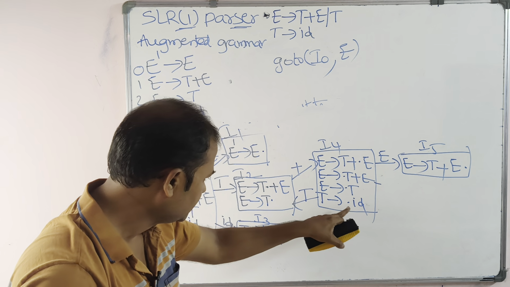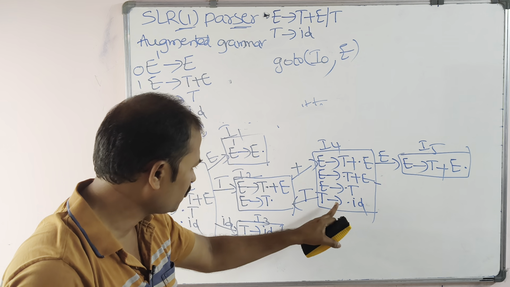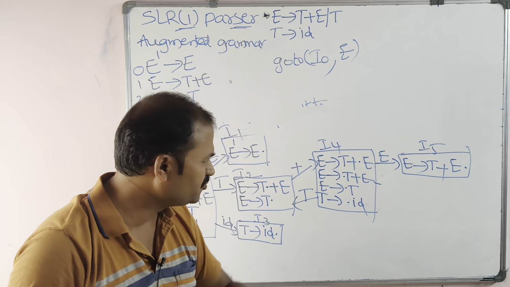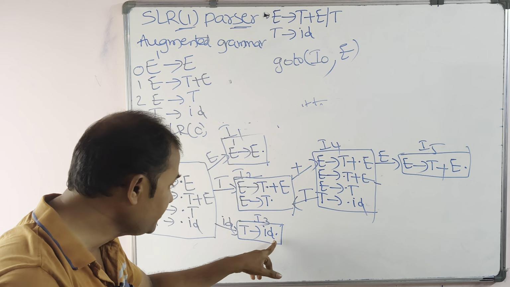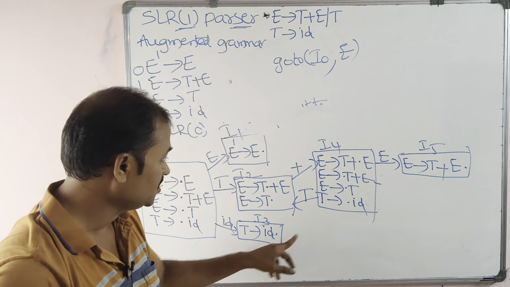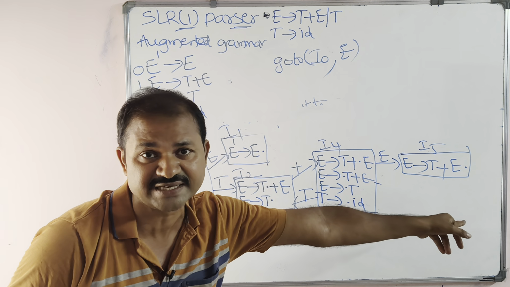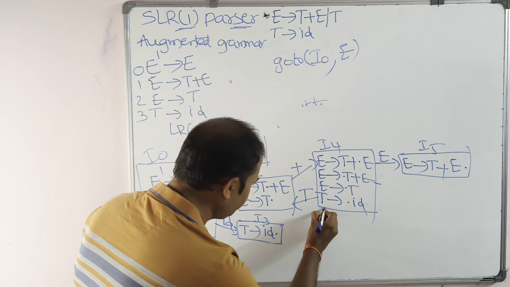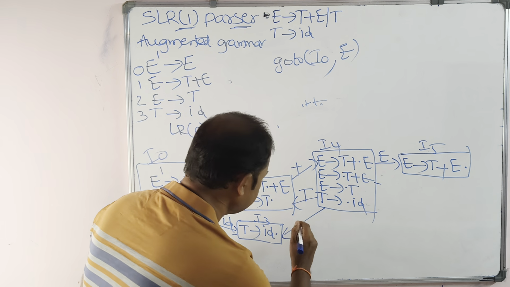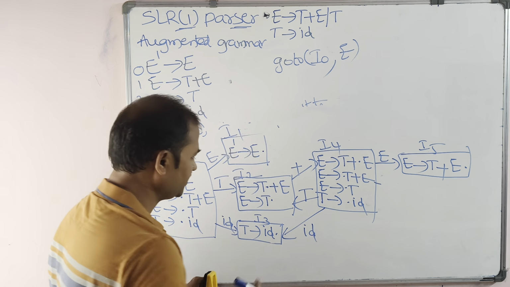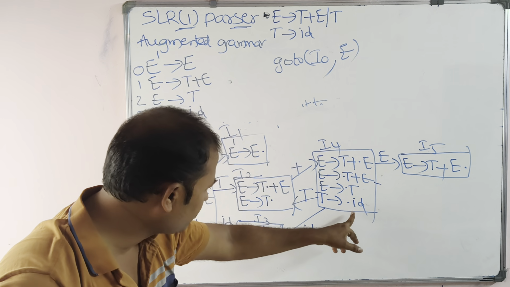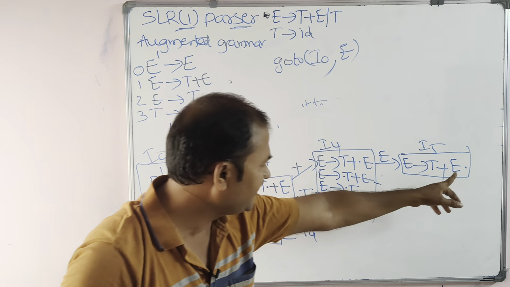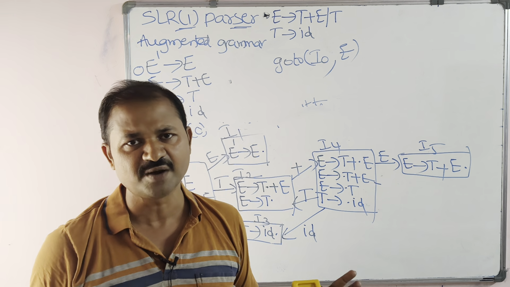Next, we have to apply ID on I4. Then the new production will become T produces ID dot. Already here we have T produces ID dot, so there is no need to write it one more time. That is nothing but the I3 state only. So if we apply ID on this one, it goes to this state. If we observe here, all I4 productions are over, and I5 is a final item. So we can stop the process.